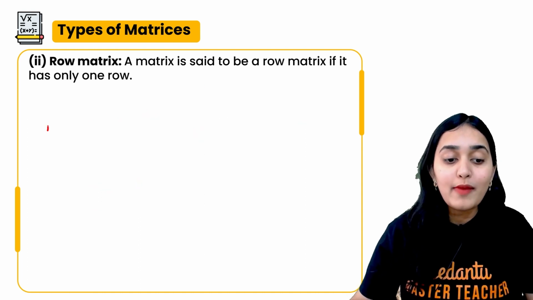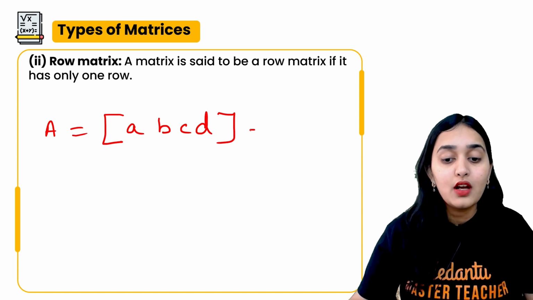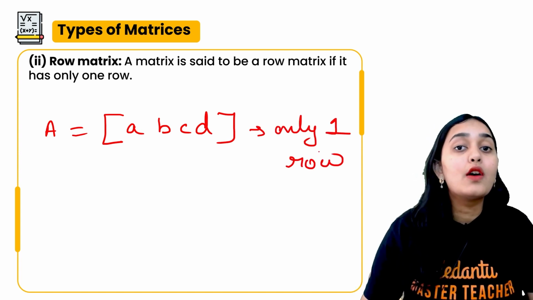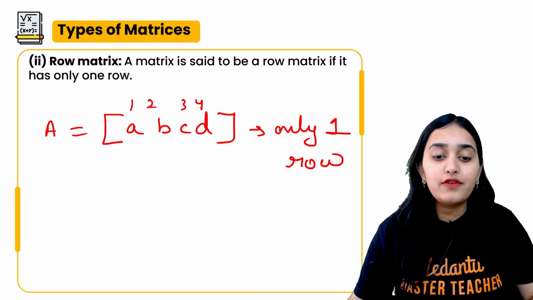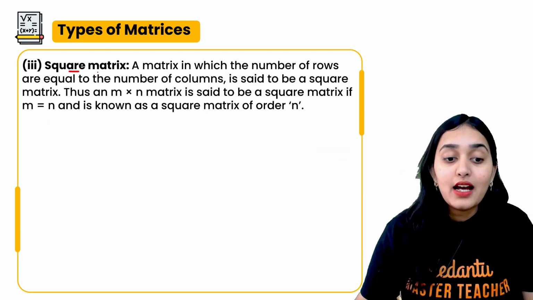Similarly, what is a row matrix? If a matrix has only one row, then it is a row matrix. Columns can be any. Columns can be 1, 2, 3, 4, but row should be only one. Row matrix.